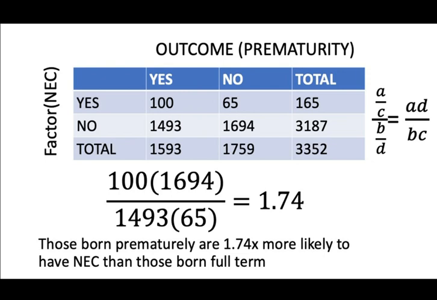So here is hypothetical data from a research that determined the odds of developing necrotizing enterocolitis among preterm infants. Using the formula and substituting the data presented in this slide, we would come up to the value which is 1.74. Now, let's interpret it. It is interpreted as those born prematurely are 1.74 times more likely to have NEC, or necrotizing enterocolitis, than those born full term.